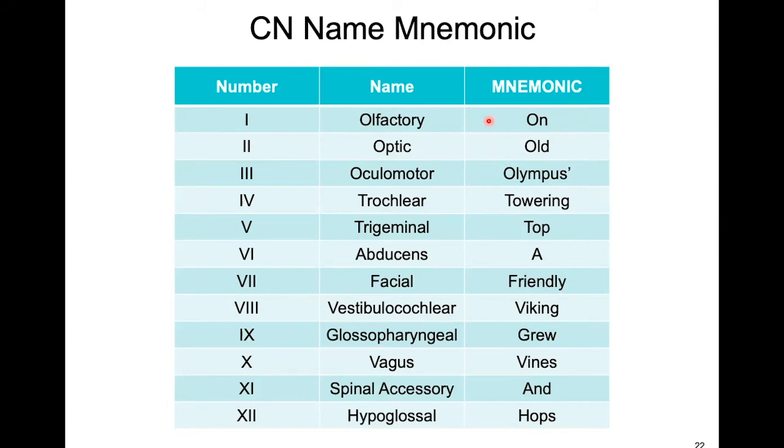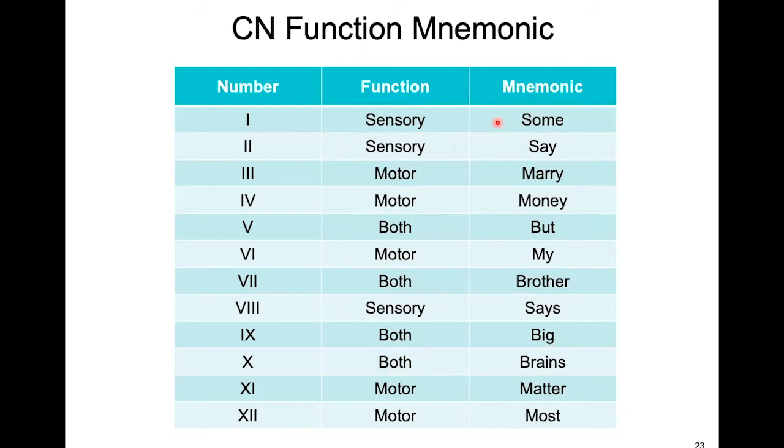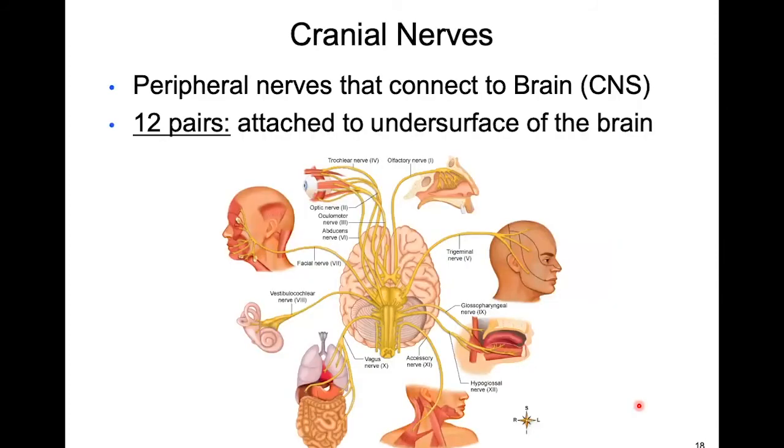So that's going to help you remember the names of these cranial nerves. And then the other mnemonic device that we're going to use: some say merry money, but my brother says big brains matter most. So as we go through the 12 pairs of cranial nerves, I'm going to be going through the specific functions of each of them. Okay, for our purposes, you only need to remember whether or not that specific cranial nerve is purely sensory, purely motor, or contains both sensory and motor neurons.